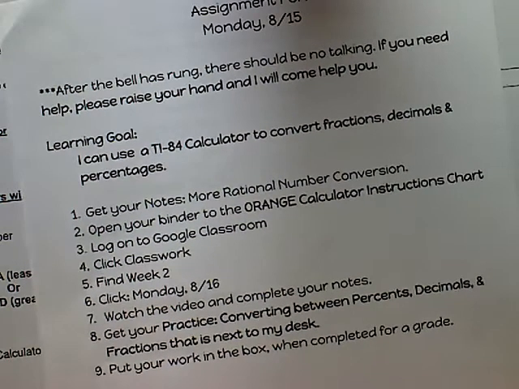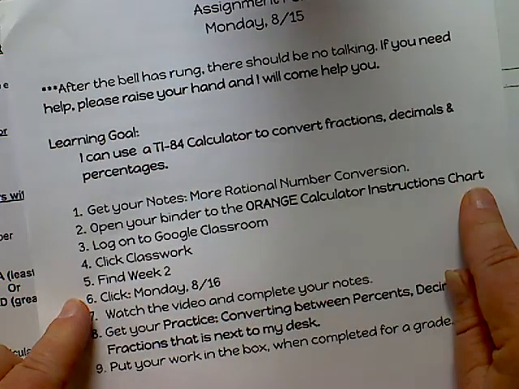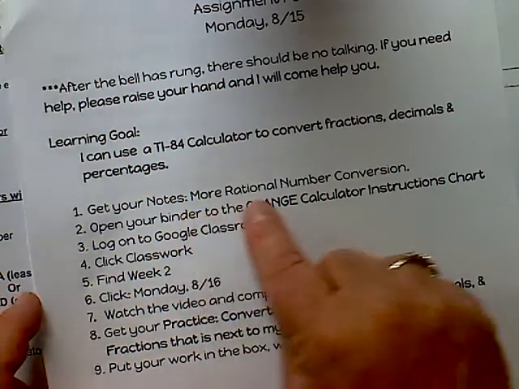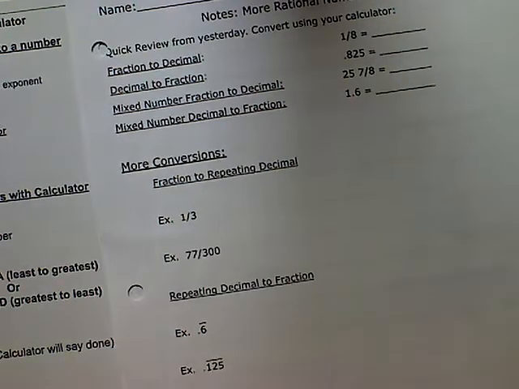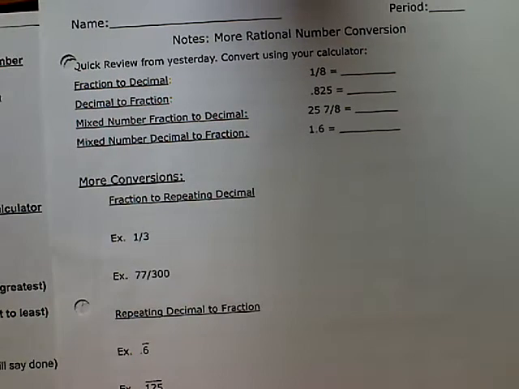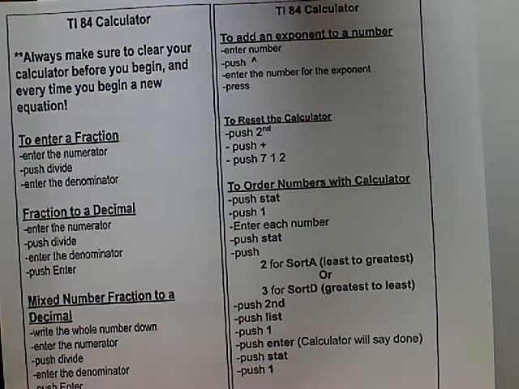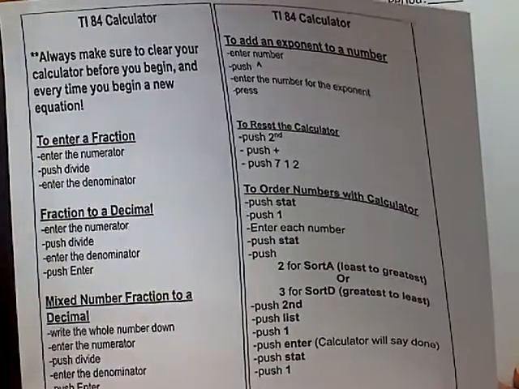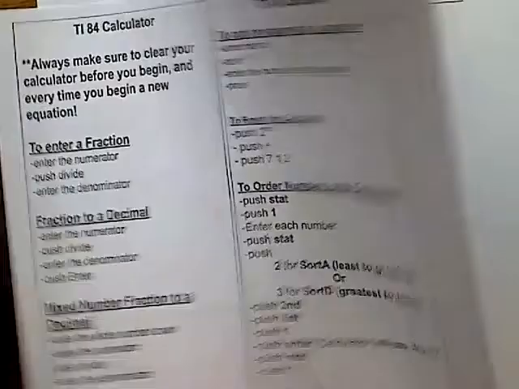All right. So, with that being said, I hope you have your orange calculator instructions out and available. And you need the notes, more rational number conversion. So here are my notes, more rational number conversion. And as I told you before, I use a white calculator instructions because the orange one just looks really bad on the camera, okay? So let's see what we got going on here.